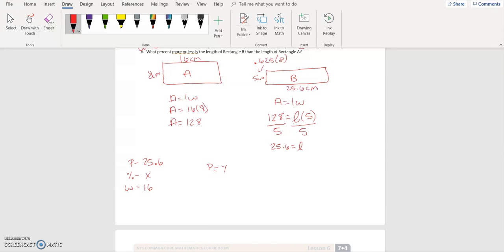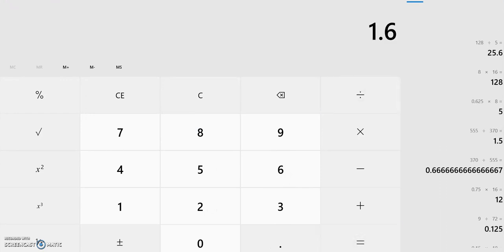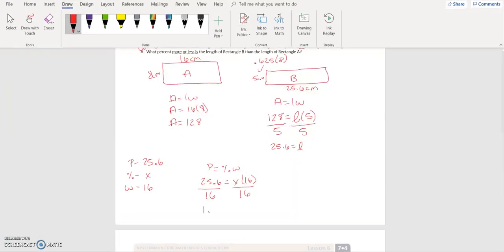Part is equal to percent times whole. So our part is going to be 25.6, is equal to our percent we don't know, and then our whole was 16. So we're going to solve for that variable, divide each side by 16. So 25.6 divided by 16 equals 1.6. 1.6 is equal to x.